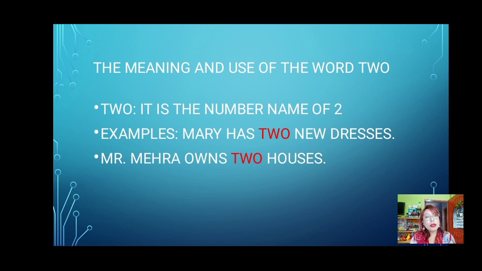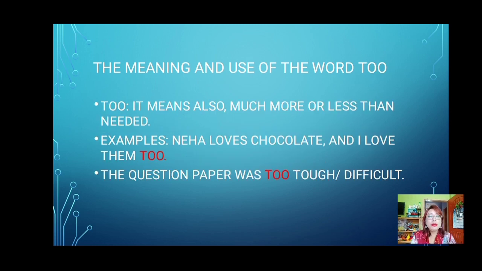All right, students, let us see the next one. The meaning and use of the word "too", T-O-O. Now, what does this mean? "Too" means also. So whenever you use the word "too", it means also, or it means much more or less than needed. So it also means much more or less than needed.